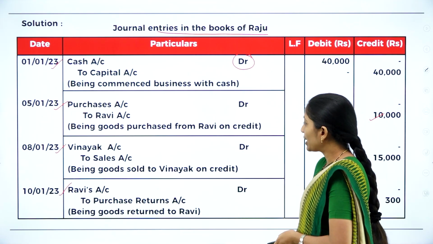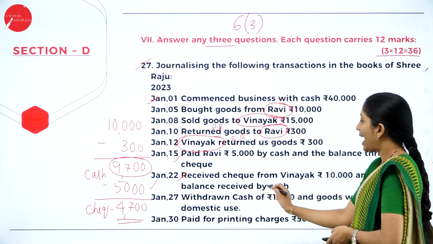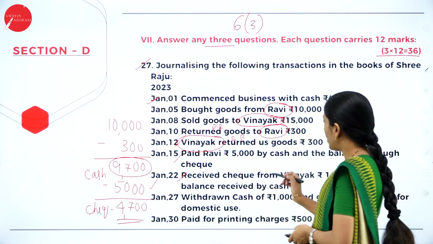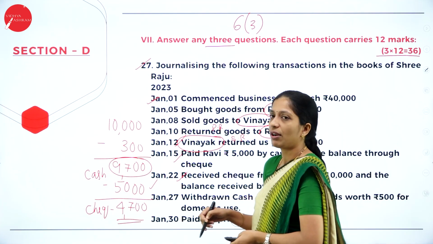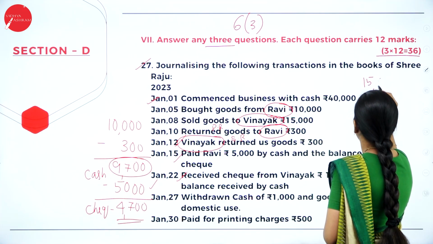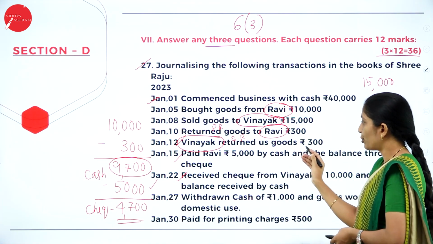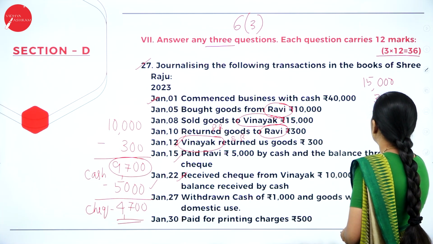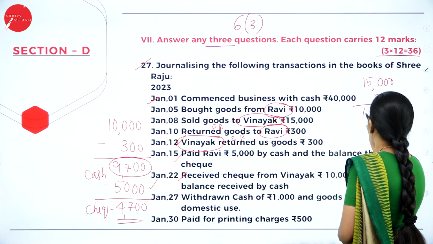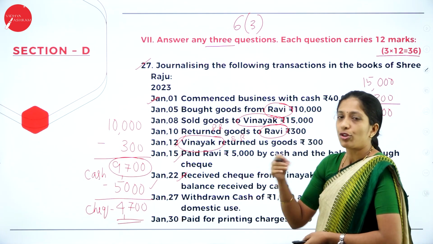Okay. Next, coming to the 22nd one, received check from Vinayak rupees 10,000 and the balance by cash. Now let us see how much we had to receive from Vinayak. We sold goods worth rupees 15,000, out of which Vinayak returned us goods. How much has he returned? 300. Which means that 14,700.